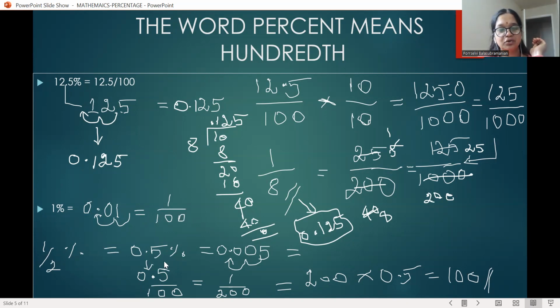So how do you write 0.5%? You have to remove the percent symbol. Then you have to write 0.5 divided by 100. It's equivalent to 1 by 200. Okay, so you can cross multiply this one, 0.5 into 200, you will get 100. Okay, so when you multiply this 100 into 1, you will get 100.